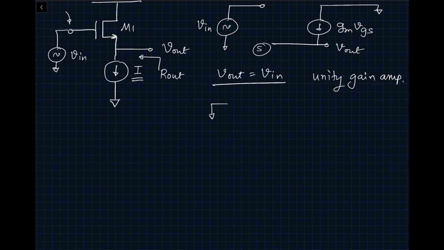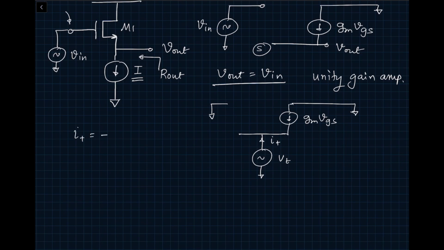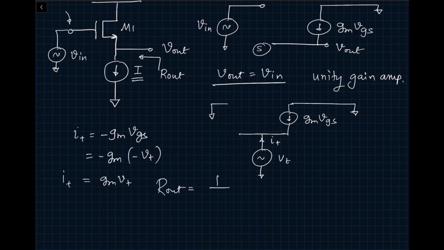Here again we will ground the input. This is grounded and this is GM VGS, and to calculate R out we are going to apply V test and we are going to measure I test. So here you can see that I test is nothing but minus GM VGS, which is nothing but minus GM minus VT, which is equal to GM VT. R out is equal to 1 over GM of the transistor. Very similar result like what we have seen before.